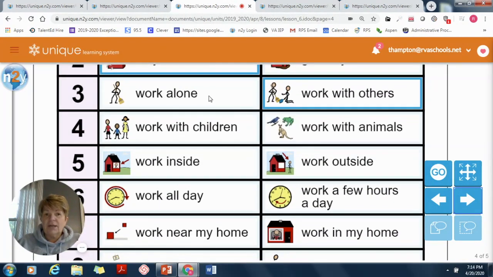I would like a job where I could work with children, work with animals. So work with children or work with animals, which would you prefer? I like to work with children.